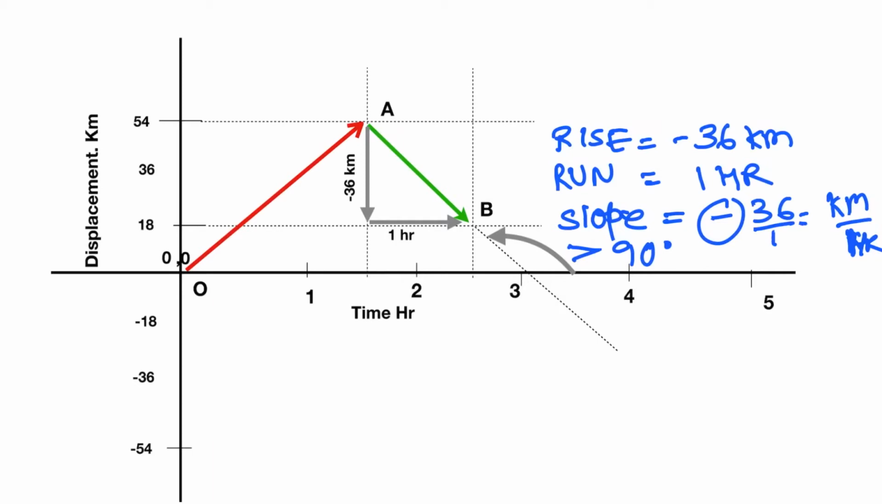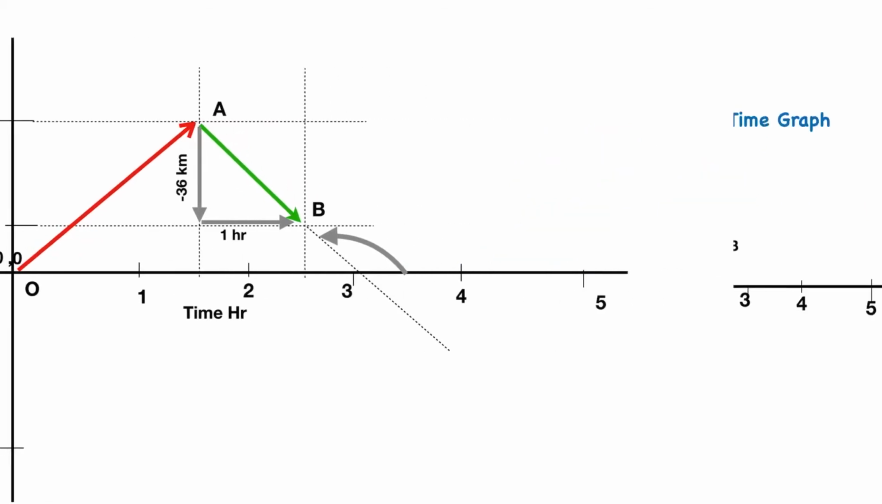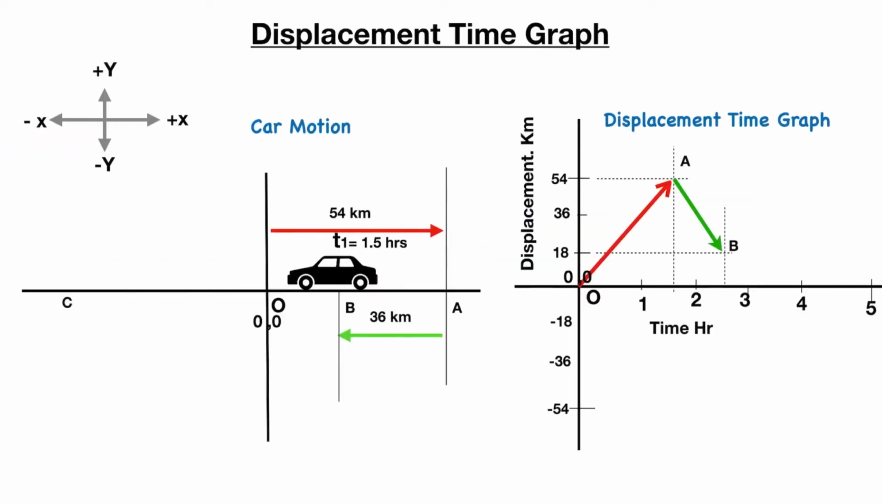So we can say if the DT graph is a straight line slanting downward to the right, or has an angle greater than 90 with the positive x direction, it represents negative velocity. That means the object is moving in the negative x direction. Now let's check further motion of this car.